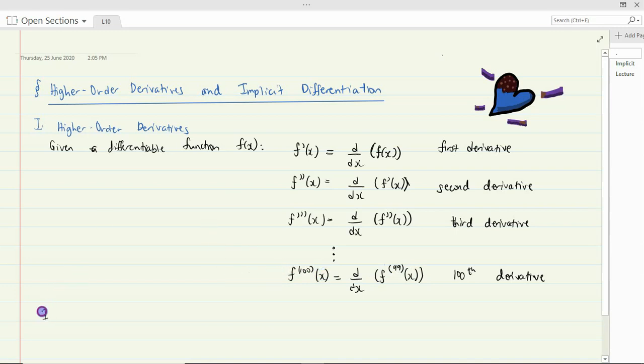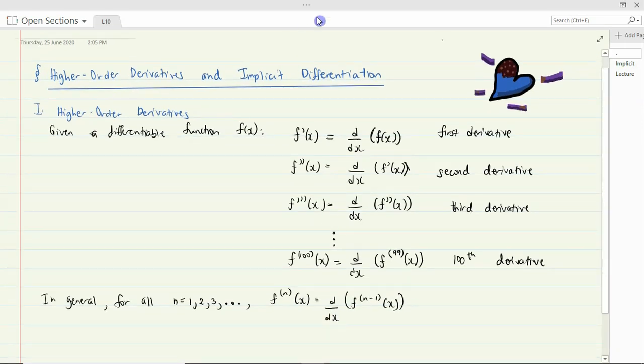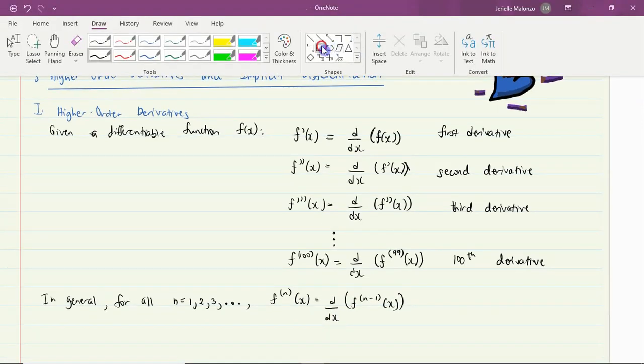Thus, in general, for all natural number n equals 1, 2, 3, so on and so forth, kahit gaano kalaki yan, kayang-kaya natin makuha ang nth derivative ng f with respect to x. And what you need to do is you just need to differentiate the n minus first derivative of f with respect to x. And that is your higher order derivative.